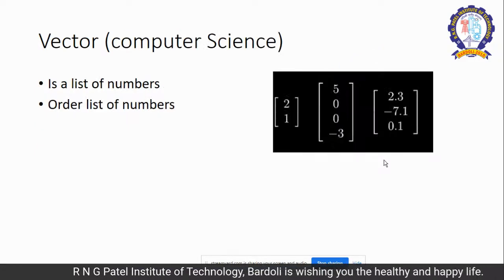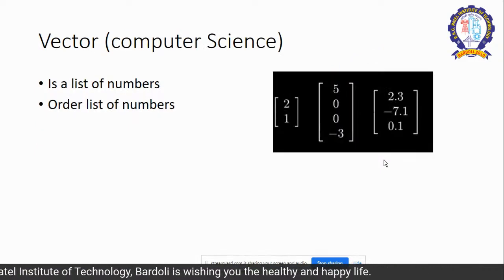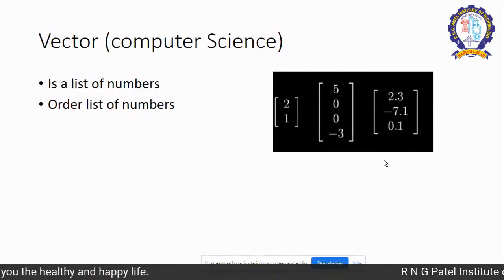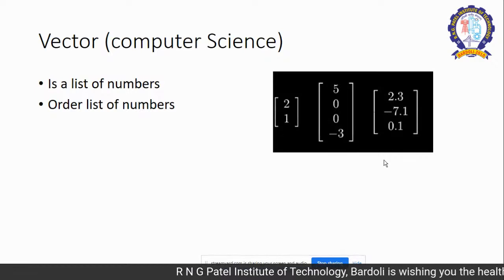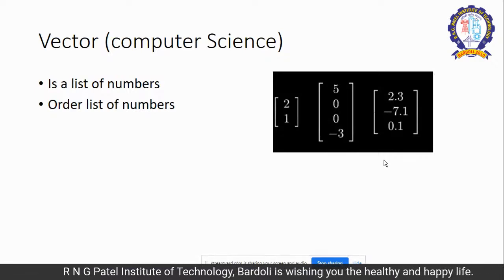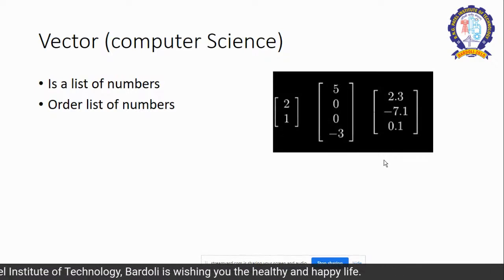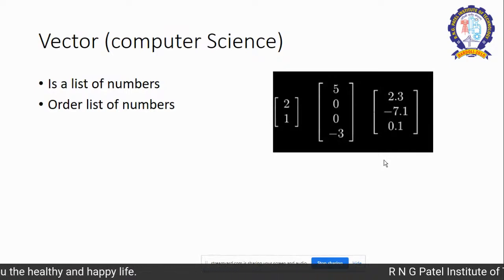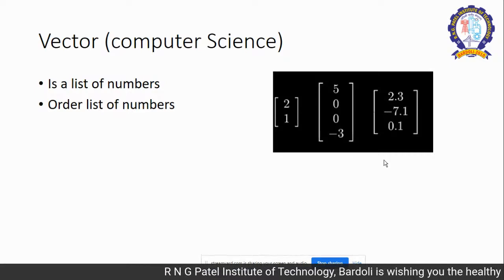Now, whenever we go with computer science, it is a list of numbers. Whenever something is listed, we consider it a vector. The second thing is nothing but an ordered list of numbers, meaning 2, 1, 0, 0, minus 3.2, 3 is minus 7.1, 1.0. It's a set of numbers, and it is in order. So we can say that it is a vector in computer science.